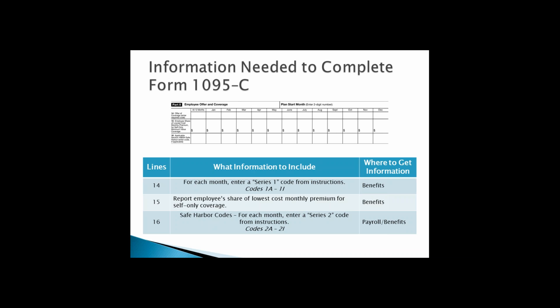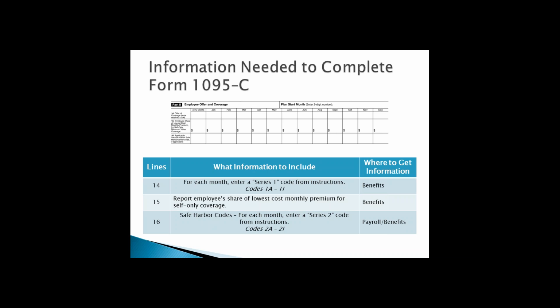So code 1A would be the first code. This code is minimum essential coverage, providing minimum value offered to full-time employees with employee contribution for self only. Code 1B is minimum essential coverage offered to the employee only.